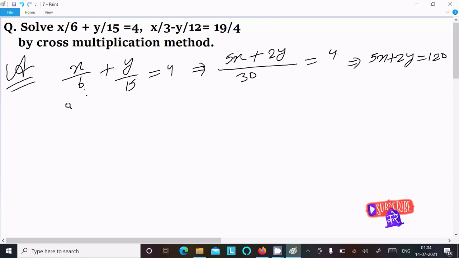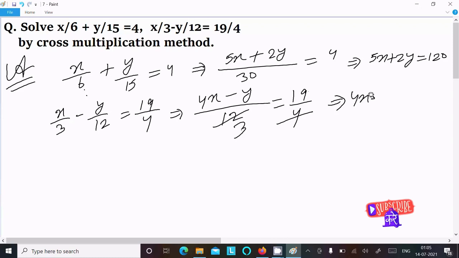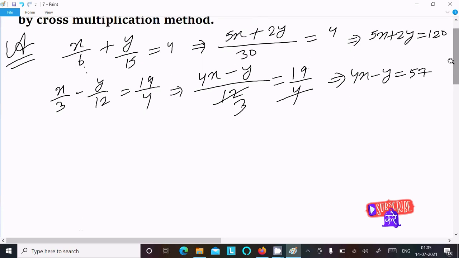Now the next is another equation. Writing here x by 3 minus y by 12 equal to 19 by 4. Take the LCM of 3 and 12, that is 12. 12 divided by 3 comes 4, 4 multiplied with x, 4x, and 12 divided by 12 comes 1, 1 multiplied with y. Thereafter 19 by 4, it cancels 3 times, and 3 into 19 comes 57. So 4x minus y equal to 57. Okay, so these are the two equations that I simplified.